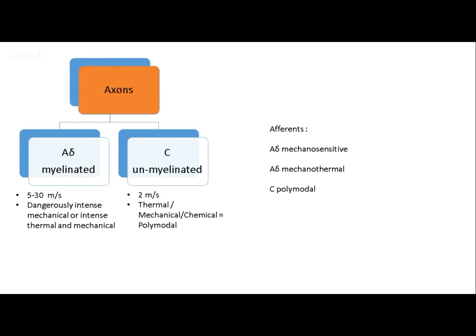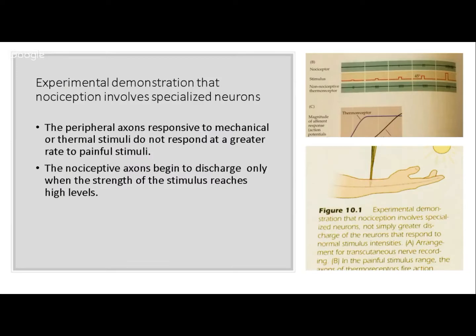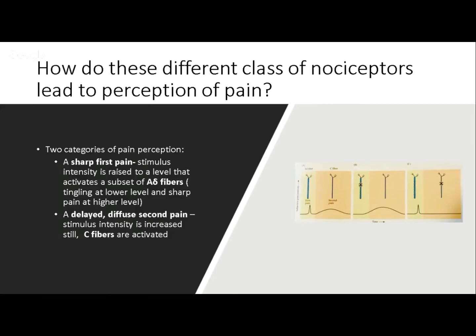The C unmyelinated fibers are called polymodal because they carry either thermal or mechanical or chemical stimuli, any of those. There was an experimental demonstration in your book that basically says that the receptors are distinct for mechanosensory perception as opposed to pain, and stimulating the mechanosensory fibers at higher frequency does not result in pain. Essentially, the pain fibers have to be stimulated for it to result in pain.